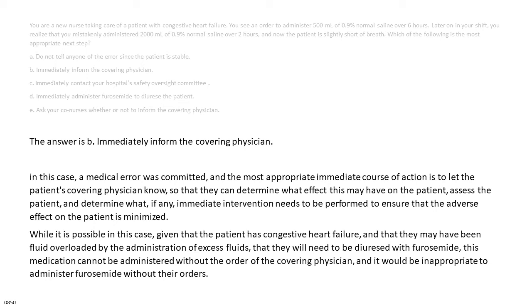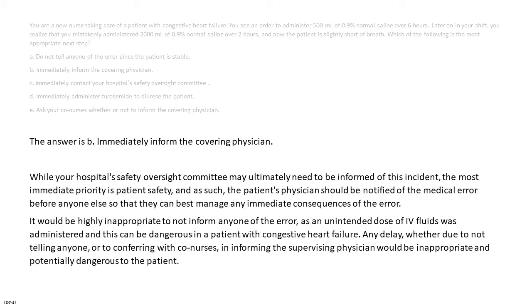administration of excess fluids, that they will need to be diuresed with furosemide, this medication cannot be administered without the order of the covering physician, and it would be inappropriate to administer furosemide without their orders. While your hospital's Safety Oversight Committee may ultimately need to be informed of this incident, the most immediate priority is patient safety, and as such, the patient's physician should be notified of the medical error before anyone else so that they can best manage any immediate consequences of the error.